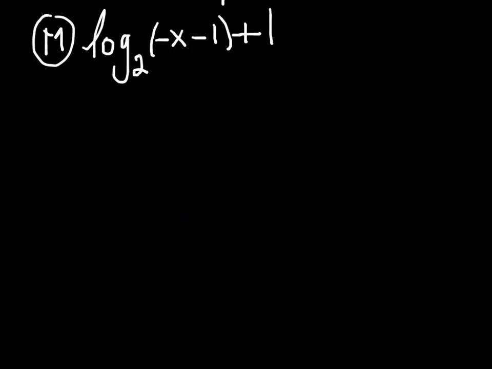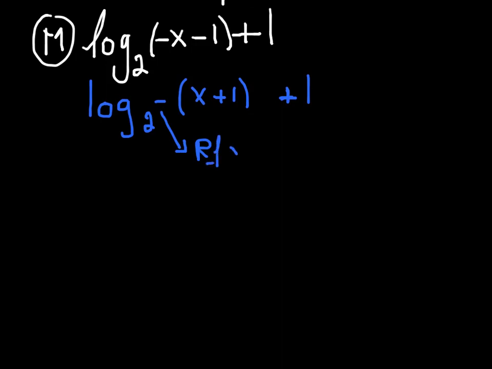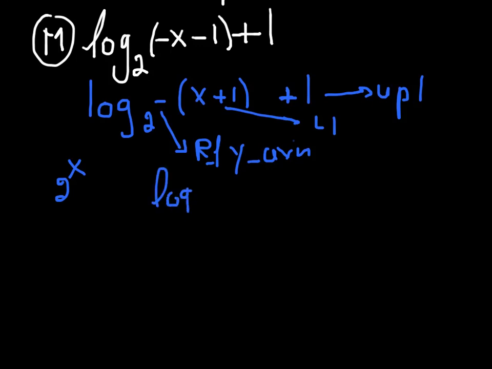Part M, I need you to rewrite the equation as log base 2, negative, factor it out, x plus 1, plus 1. The reason we want to factor it out, because this tells us to reflect over the y-axis. And then it tells us this one shifting left 1 and then up 1. We're going to go ahead and start with the table 2 to the x, which we already done several times. Then we're going to do log base 2 of x. And then we're going to reflect first, and then we're going to do the shifting.